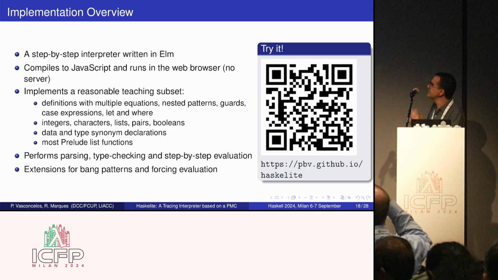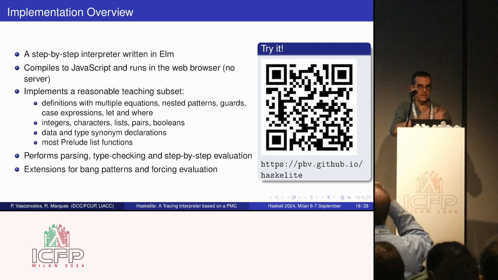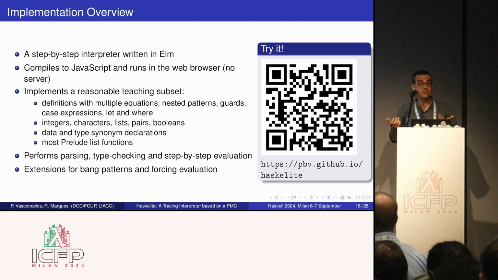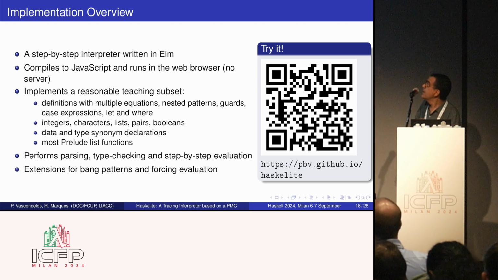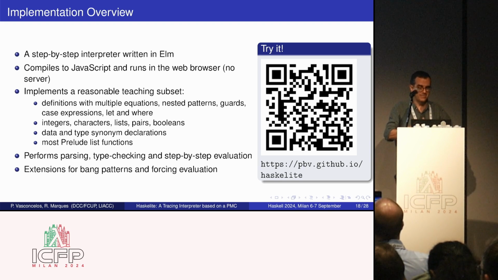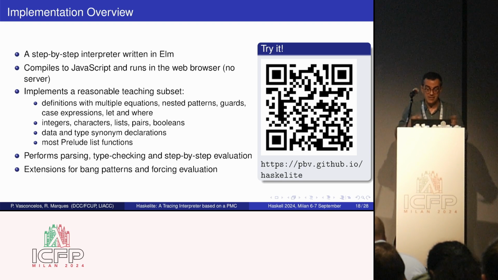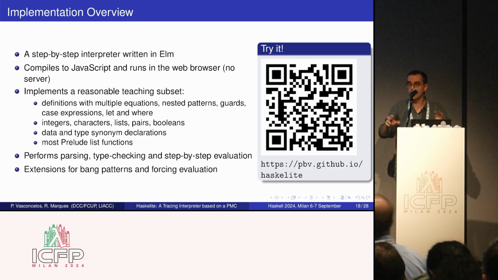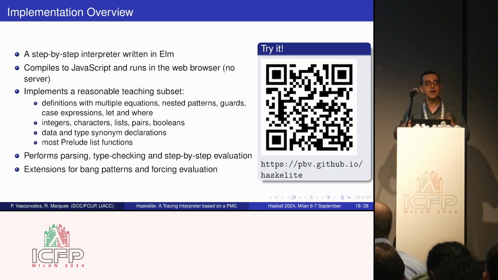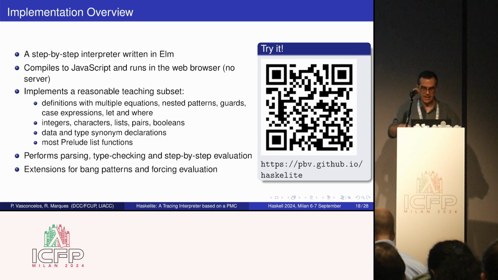It implements a reasonable subset. So it implements more things than the model, the semantics, so things like integers, characters. You can define your own data types and define the constructors. Multiple equations, nested patterns, guards, cases, let, where. A lot of the prelude functions are there, they're predefined. You can define them yourself, redefine them if you want to use a different version to show the different operational aspects. It does parsing using an Elm parser combinator library, does type checking and step-by-step evaluation. And there are some extensions that I'm going to show for bang patterns and forcing evaluation.